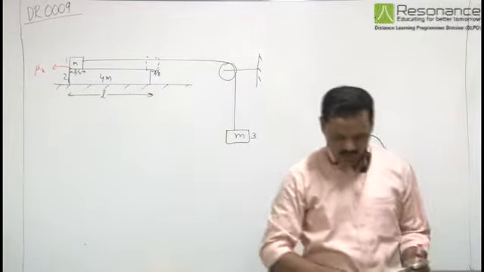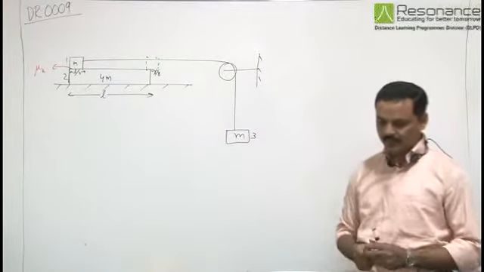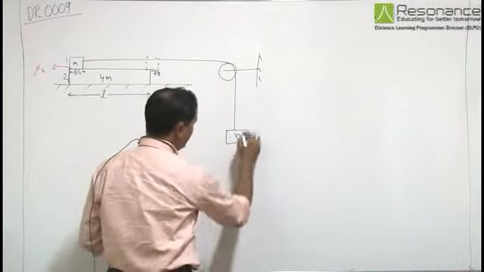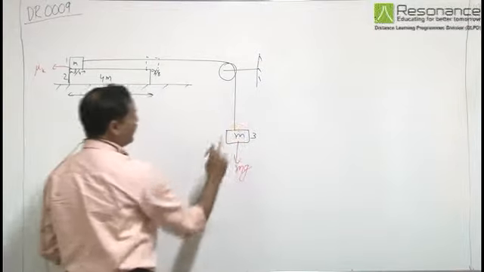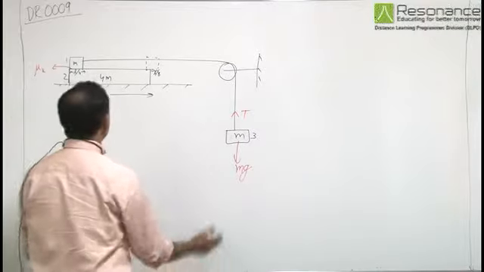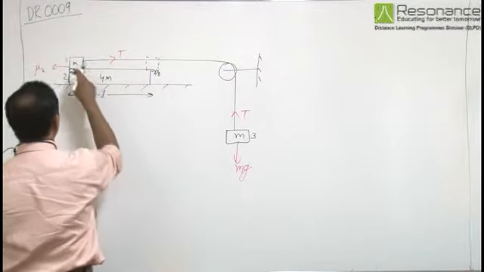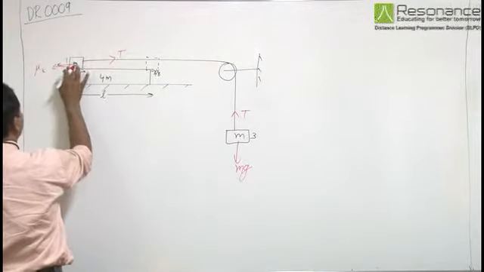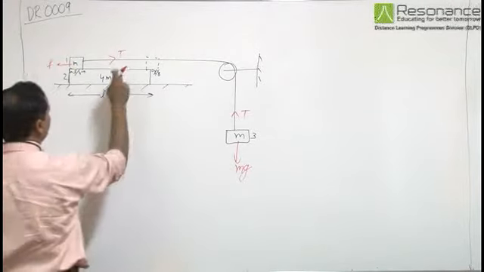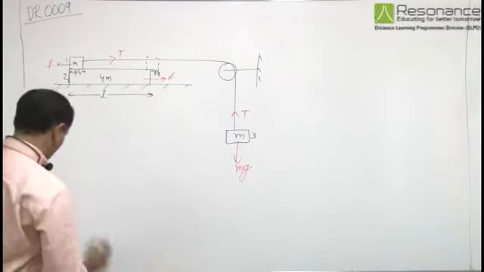Now block 1 and block 3 have the same masses; 1 and 3 both have mass m. If we draw their free body diagram, let us consider mg to be the force acting on the third block in the downward direction. Let T be the tension, T here also. As this block is being pulled, friction will be acting in the backward direction on this block. This is the frictional force, and on block 2 the frictional force will be acting in the forward direction.